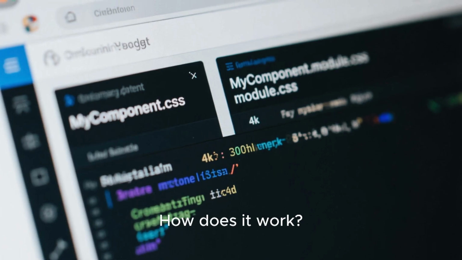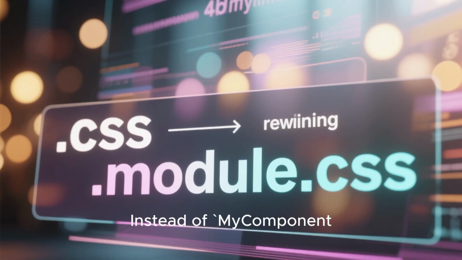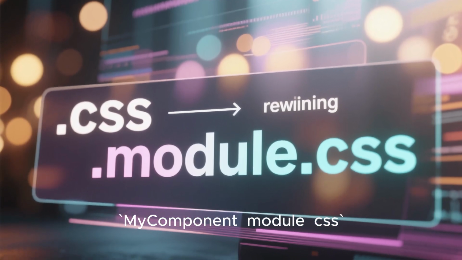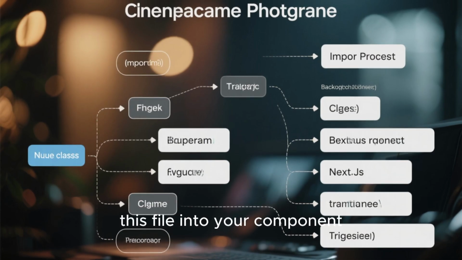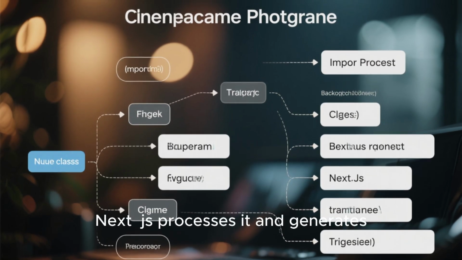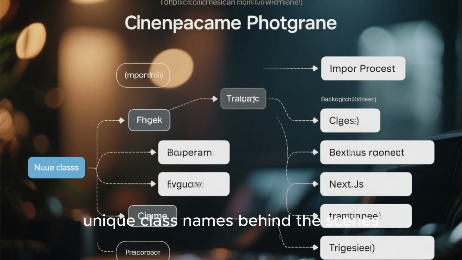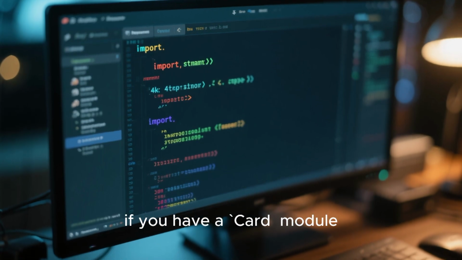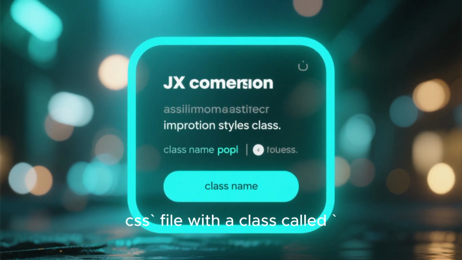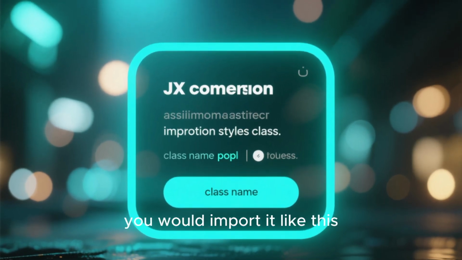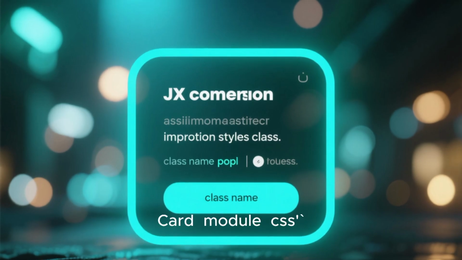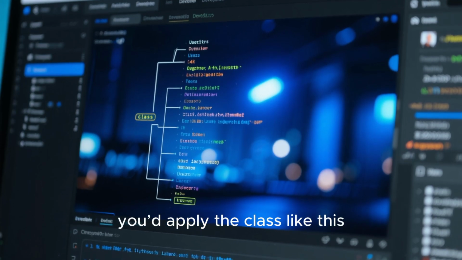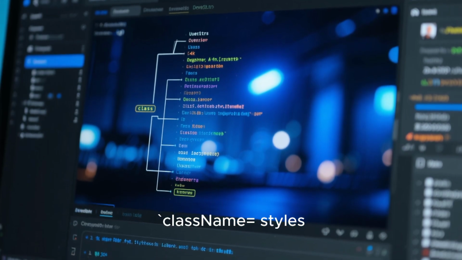How does it work? It's all in the file naming convention. Instead of myComponent.css, you name your file myComponent.module.css. When you import this file into your component, Next.js processes it and generates unique class names behind the scenes. For example, if you have a card.module.css file with a class called container, you would import it like this: import styles from './card.module.css'. Then, in your JSX, you'd apply the class like this: className={styles.container}.